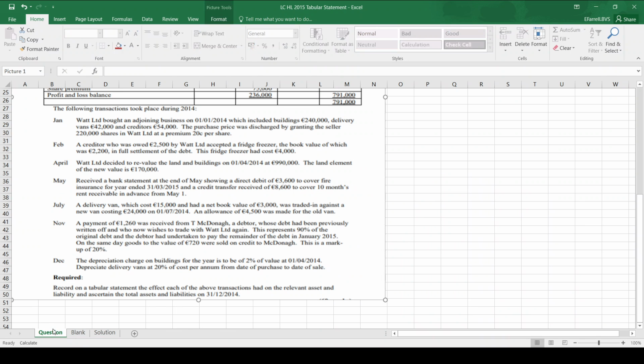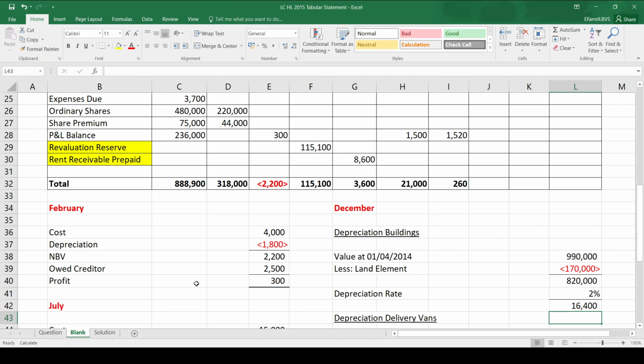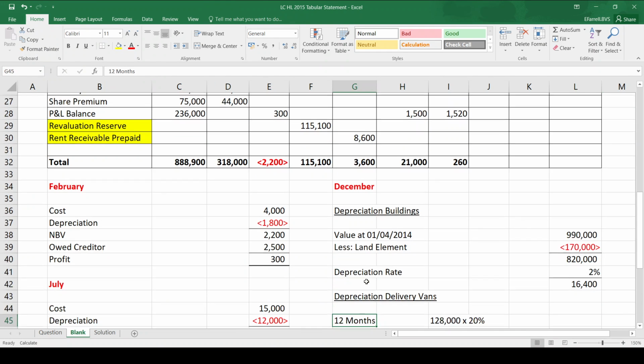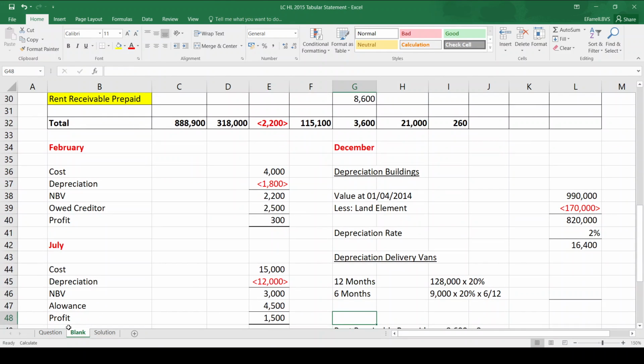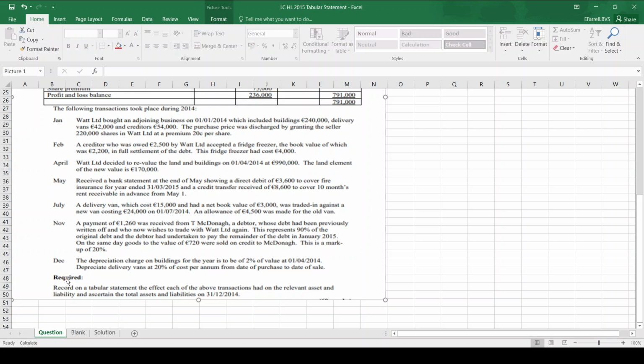And sometimes this can be tricky as it's worded differently in some questions. It says the depreciation charge on buildings for the year, so we don't just work out 8 months of it or 9 months from April on. We get the depreciation for the year, so we leave it as it is there. The second thing we have to do is to work out the depreciation of delivery vans. Depreciation of delivery vans is 20% of cost per annum from the date of purchase to the date of sale.